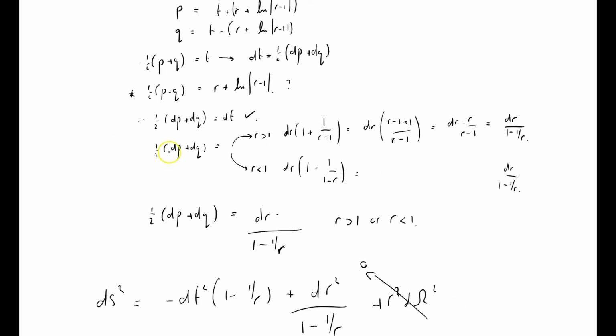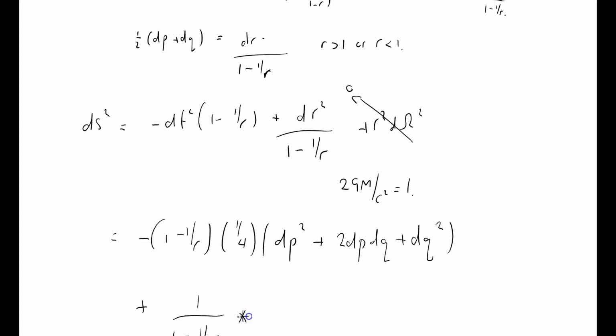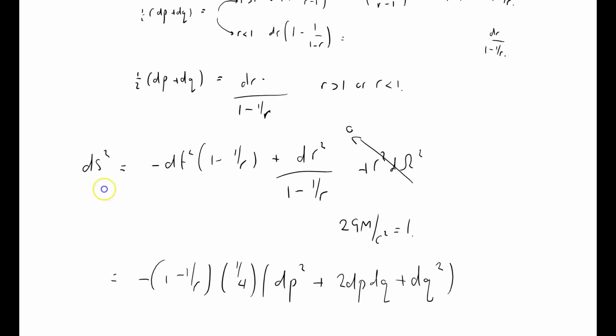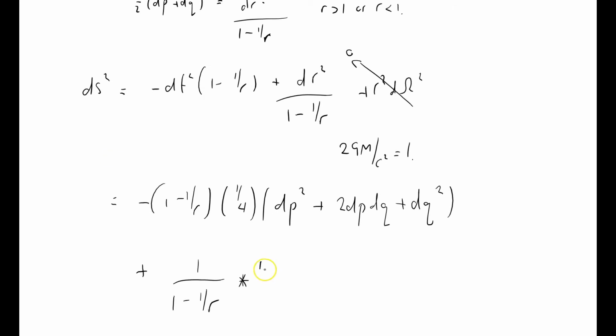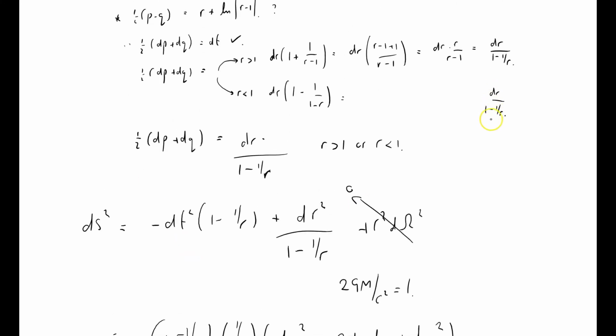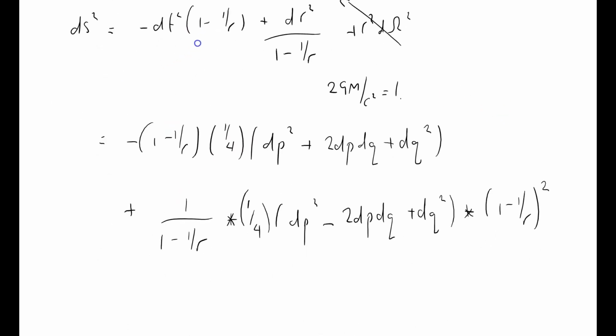And from this formula here, we've got dr over (1 minus 1 over r). No, we haven't. I've got dr squared, so it's times a quarter, dp squared minus 2 dp dq plus dq squared, times (1 minus 1 over r) squared. Why is it squared? It's squared because I'm considering dr squared, and when I take this denominator up to the top on the other side, it's a numerator, not a denominator.